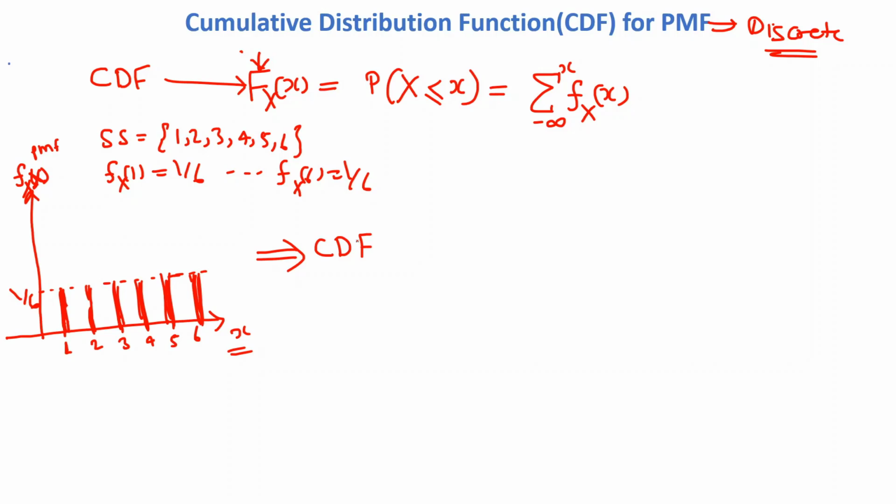Now by using this we need to calculate the cumulative distribution function. The cumulative distribution says the summation of all the probabilities from minus infinity to x. X means any value, like till 4, till 3, till 2. So if you want to calculate the cumulative distribution till 4, it would be the summation of all the probabilities up to 4.